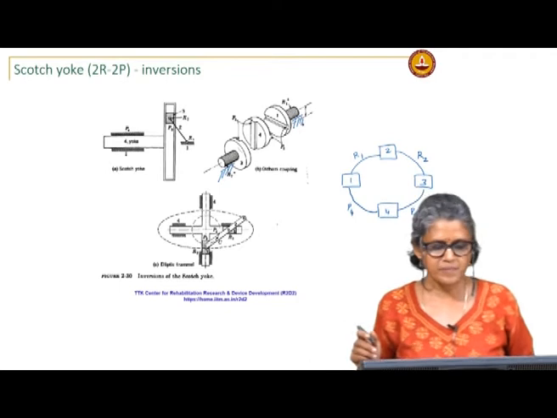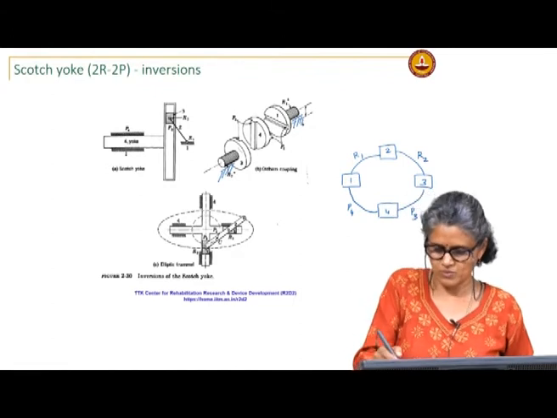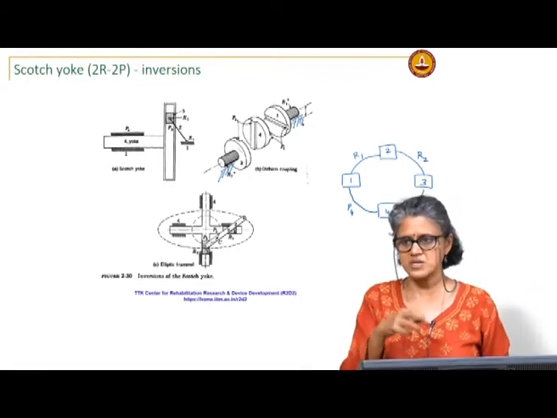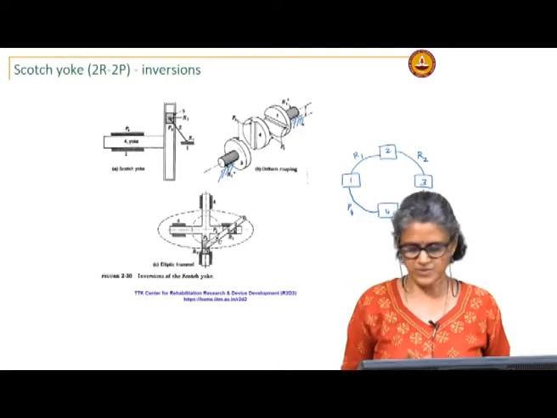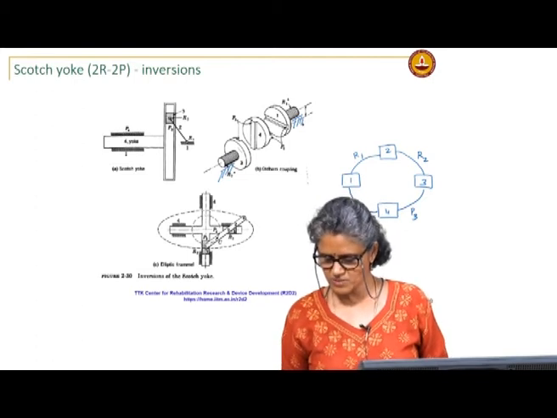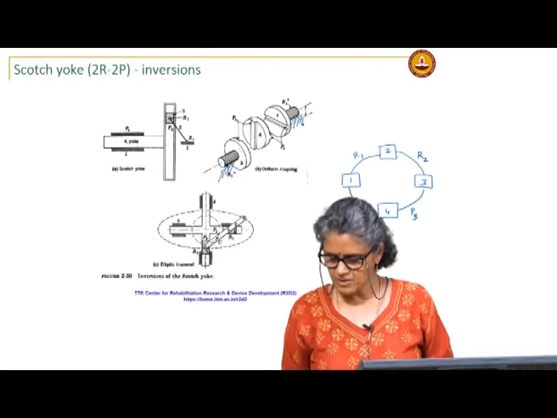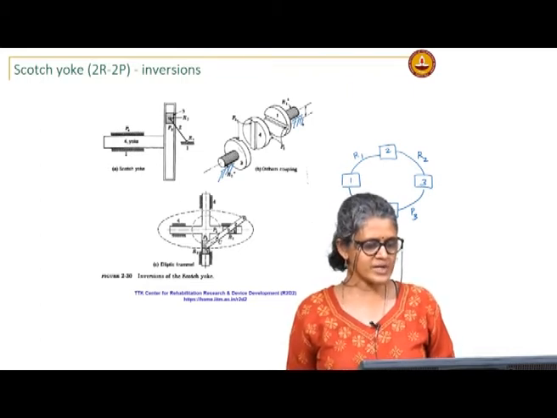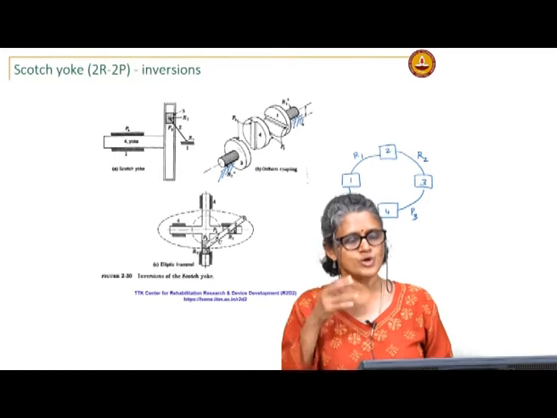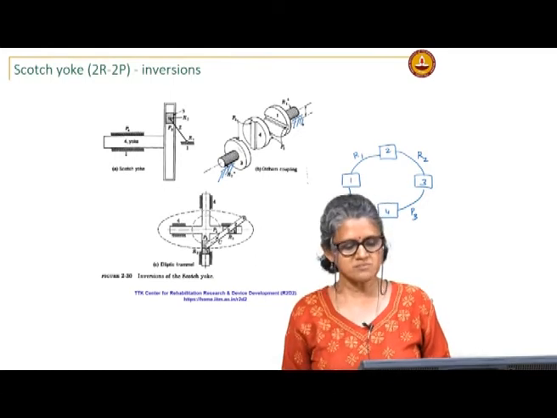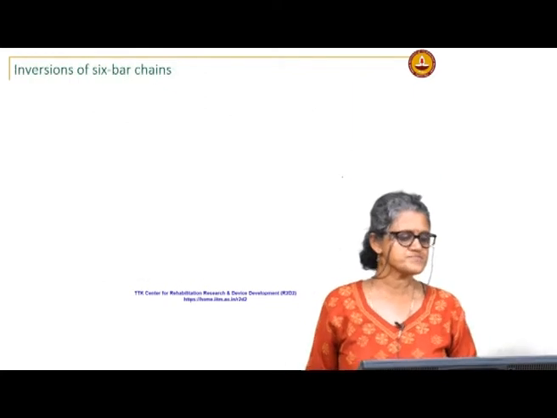If you fix 3, it will be similar to the case where 1 is fixed, so it will just be a non-distinct inversion of that. So, the relative motions of the links remain unchanged, but overall when you look at it with respect to the fixed link, or your fixed coordinate system, you get different output motions in the plane.